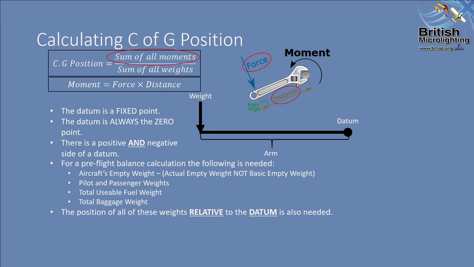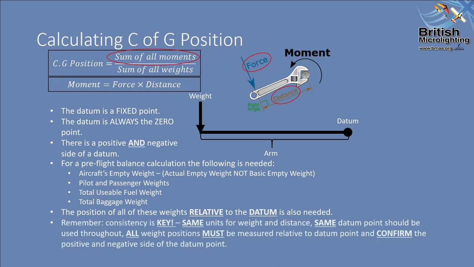But before we move on, again, remember, consistency is key. When undertaking balance calculations, ensure you are consistent with your units when measuring weight and distance. For example, don't record the weight of your pilot in pounds and your passenger in kilograms, or use millimeters for the fuel moment arm and meters for the baggage moment arm.